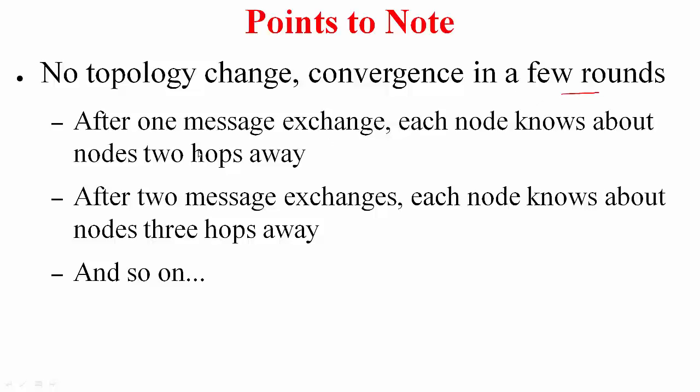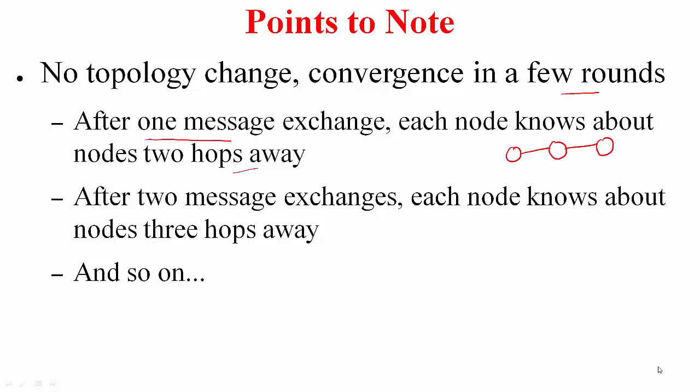Basically what happens is after one message exchange, by the way, when I say one message exchange, I don't mean that there was one message transferred in the network. Rather, every node has exchanged one message with its neighbors. After such an event, each node knows about nodes 2 hops away.